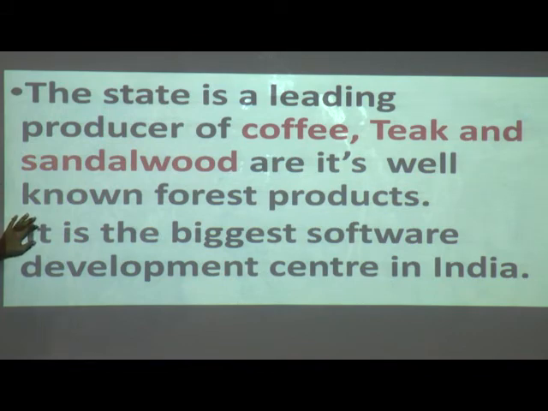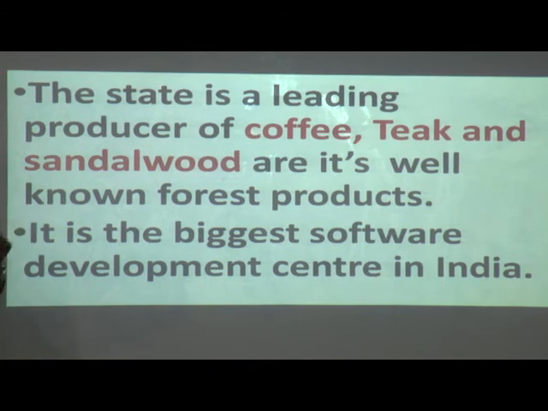In Karnataka, what do they produce? They have coffee beans. Teak means it is a type of wood. It is a forest product. Forest means where all the trees are, and sandalwood are its well-known forest products. It is also the biggest software development hub.